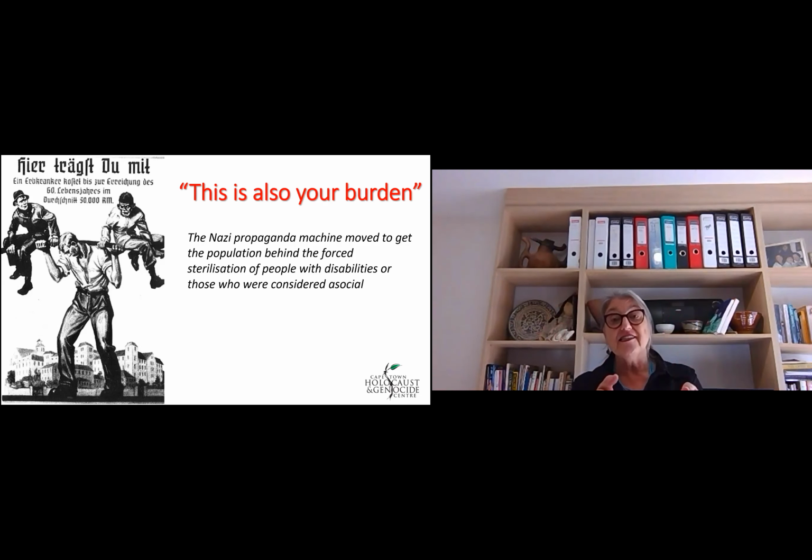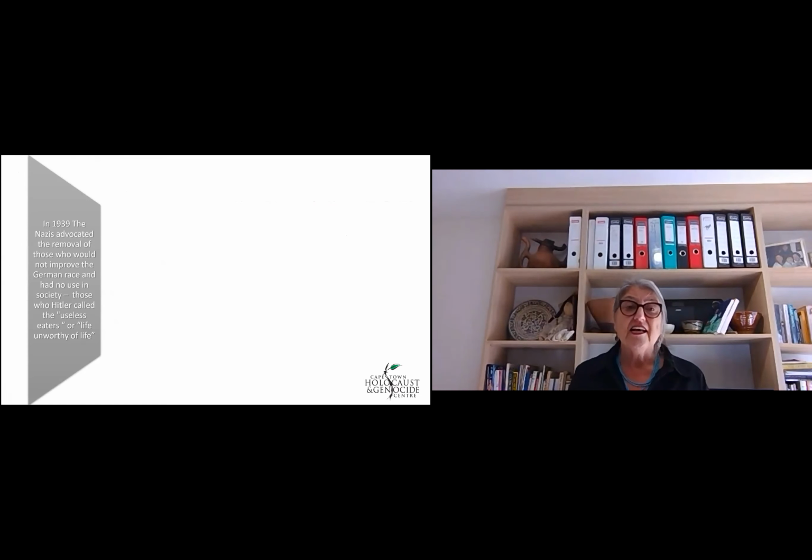So this poster is saying to German people, looking after these people is costing you money. It's your burden. And you could be spending that money elsewhere. Let's not spend money on that. So this is how the propaganda machine against people with disabilities starts to work. And we can see, grade 11, that the Nazis want to get rid of people who are not going to improve the German race and who have no use in society. Hitler called these people useless eaters or life unworthy of life.